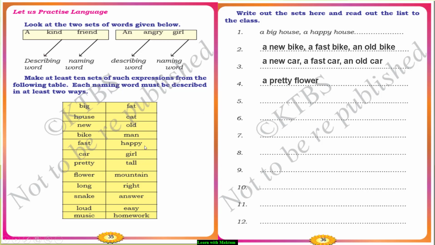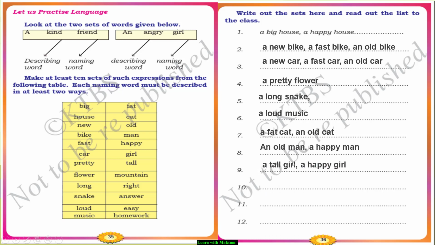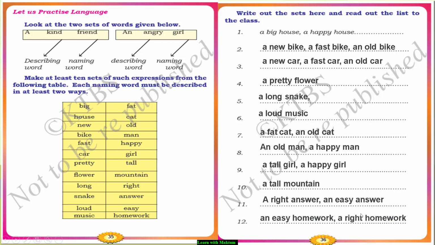Next, flower. A pretty flower. Next, snake is there. A long snake. Next, music. Loud music. Cat. A fat cat. An old cat. Man. An old man. A happy man. A tall girl. A happy girl. A tall mountain. A right answer. An easy answer. An easy homework. A right homework. I hope I'm clear with this.